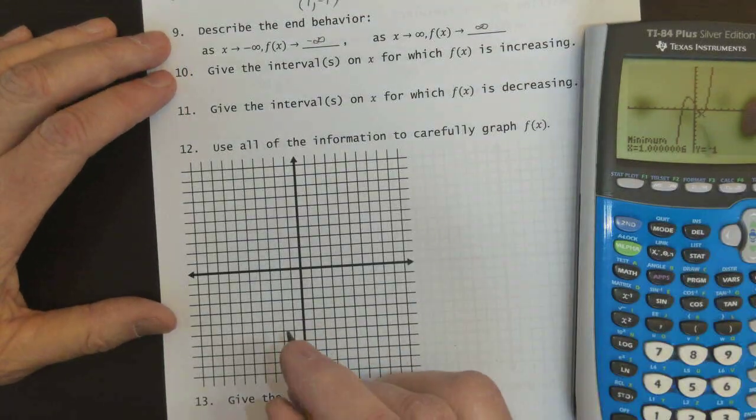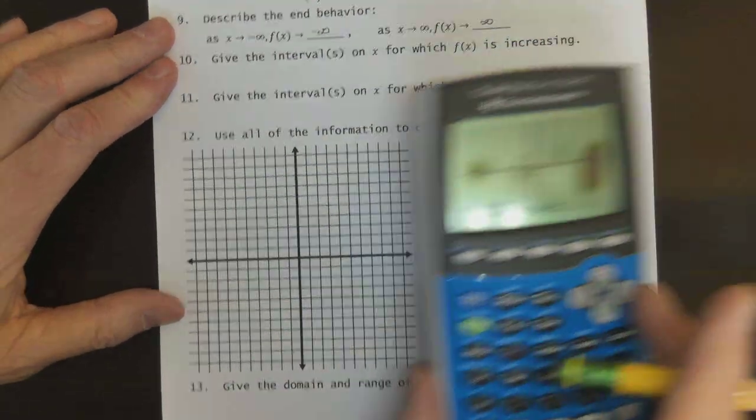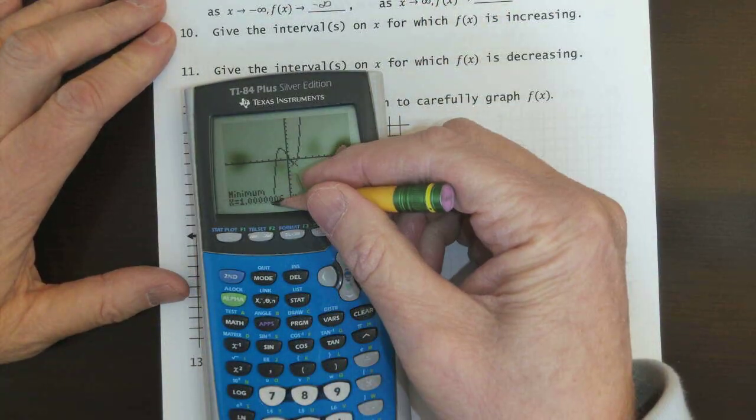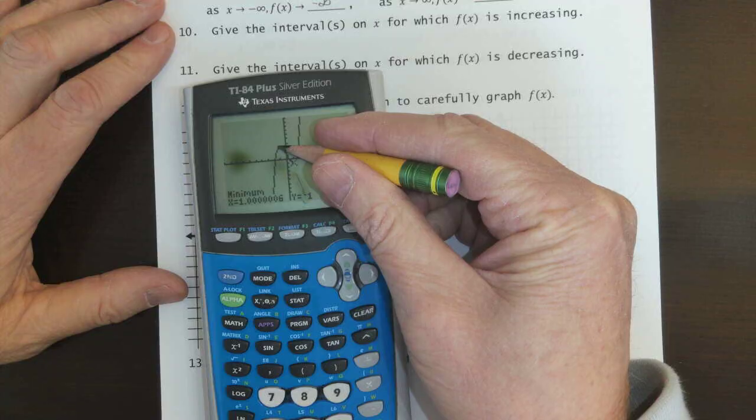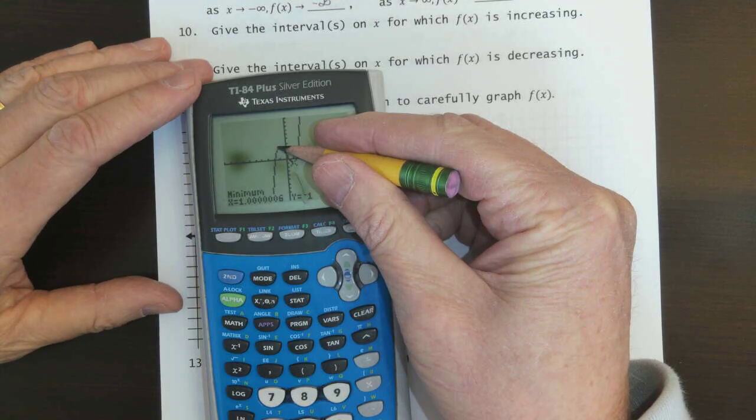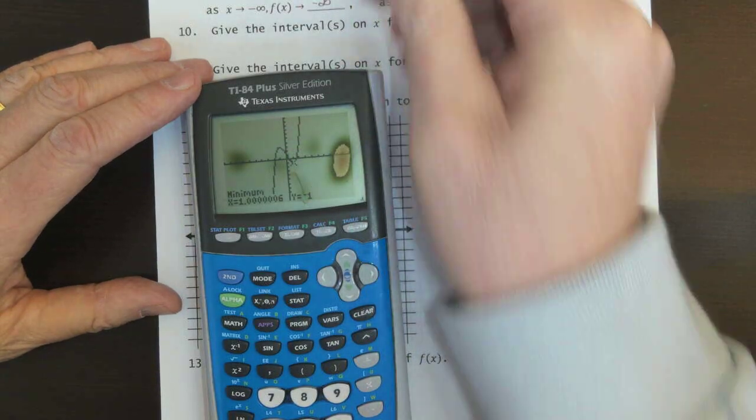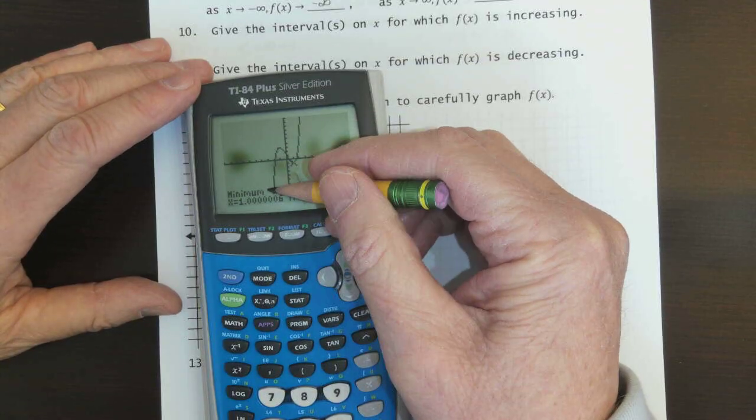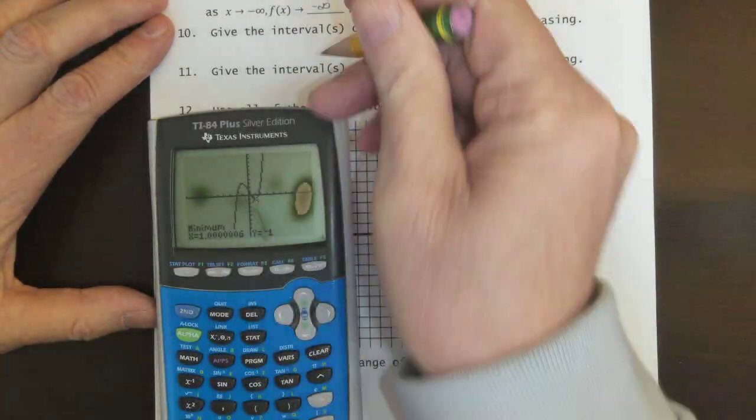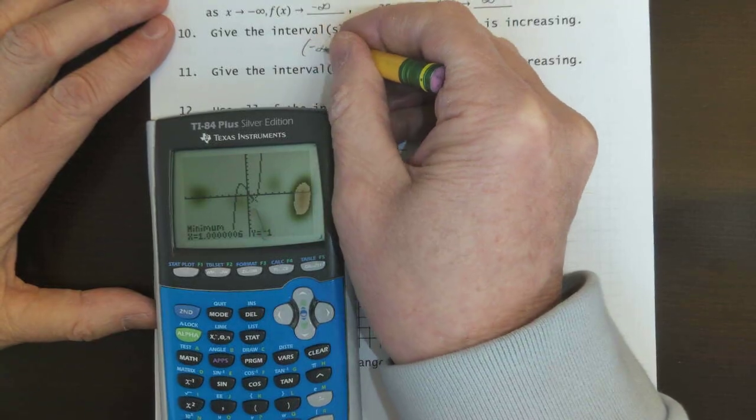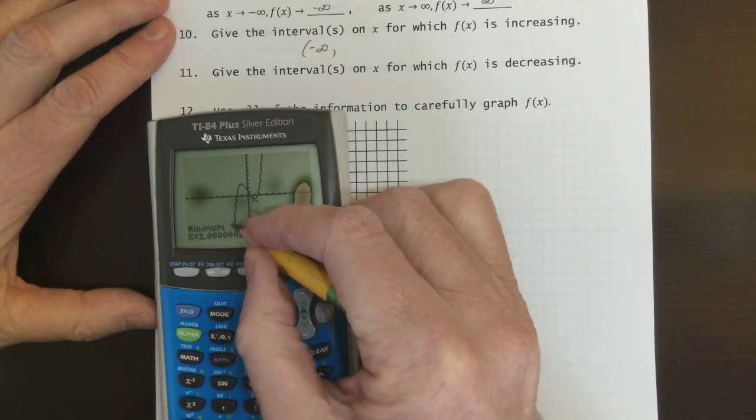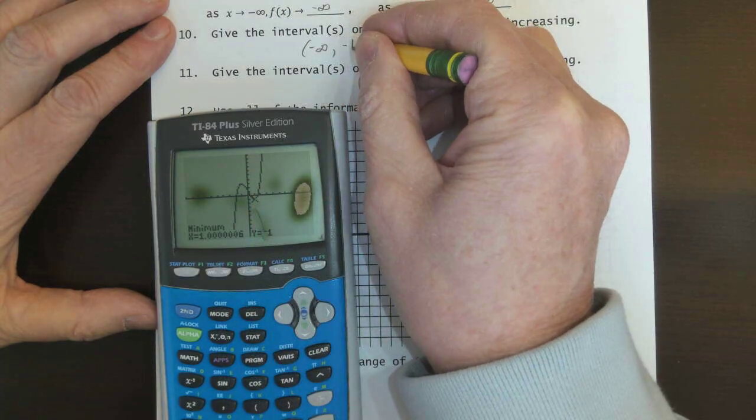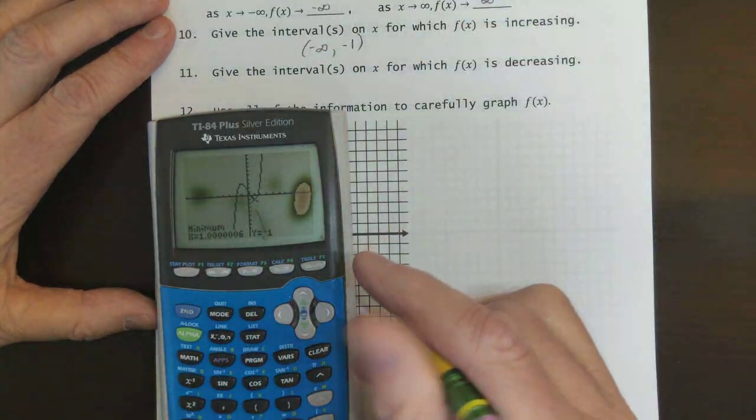Now, give the intervals on x for which f of x is increasing. This is an increasing part. So it increases to that maximum. And then it starts decreasing. But right here to that maximum, that is negative infinity from the left all the way until you get to negative 1. And remember, we just put the x coordinates on there.